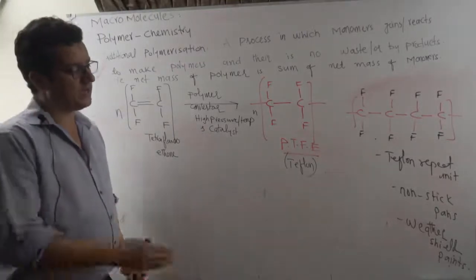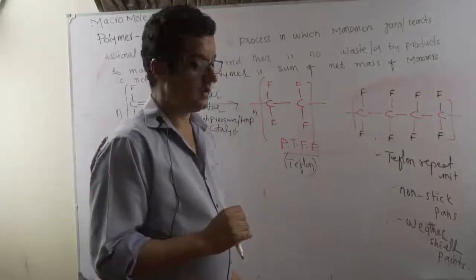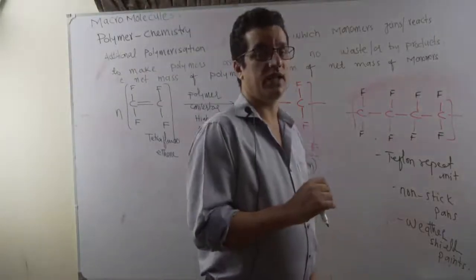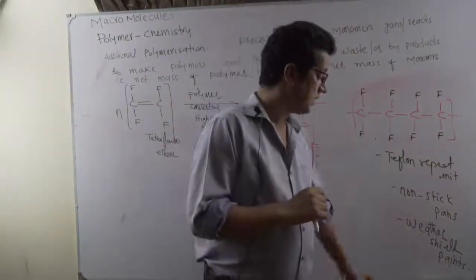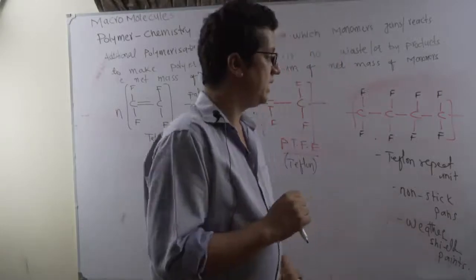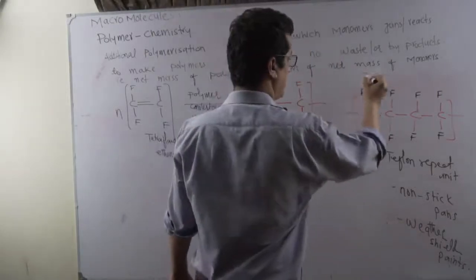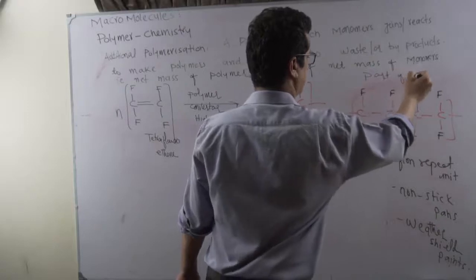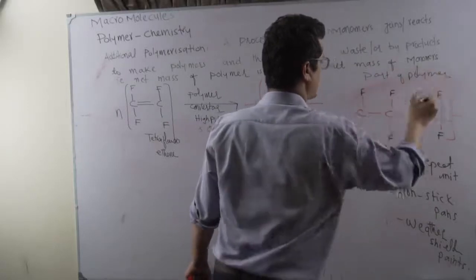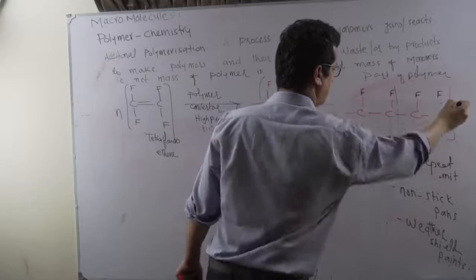Teflon, non-stick material. Packing material was what? The best packing material was polystyrene. So non-stick pans, weather shield. And again I said, if they ask you to draw part of a polymer, you can show 2 repeat units. Look at 1 repeat unit and then another repeat unit.